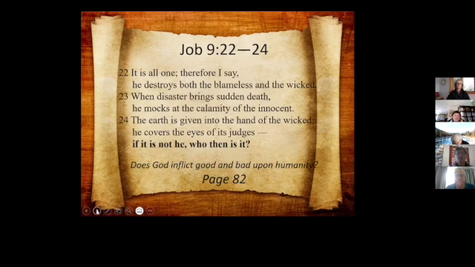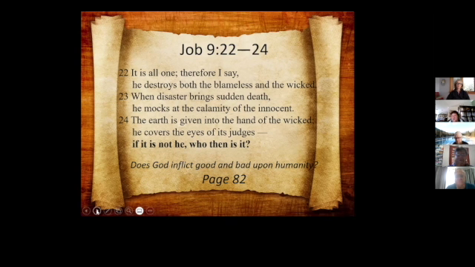And then we get this from Job again. It is all one, therefore I say, he is God. He destroys both the blameless and the wicked. When disaster brings sudden death, he mocks at the calamity of the innocent. So not only does God send calamity, he finds it funny. The earth is given into the hand of the wicked. He, that's God, covers the eyes of its judges.